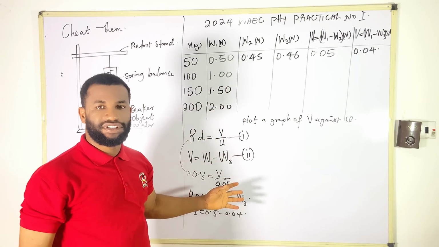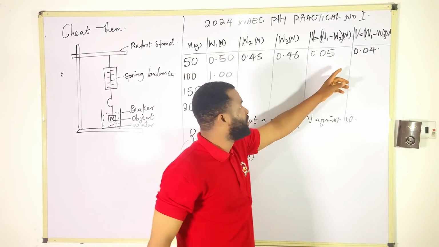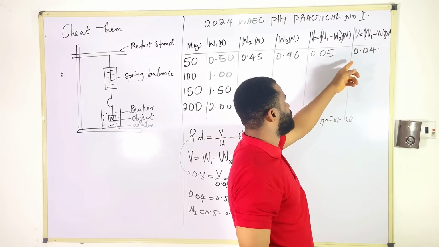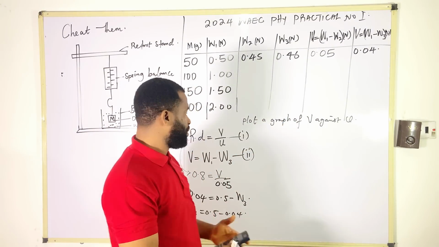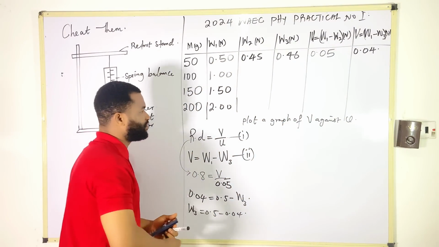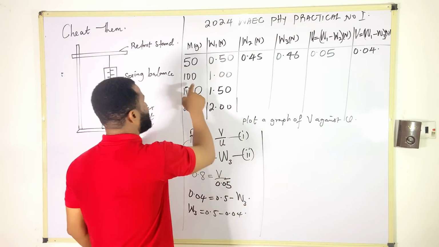To find out if what we are doing is correct, just say V divided by this. Will you still have 0.8? Because relative density must be 0.8. So I'm going to do that for the second one under this 100.